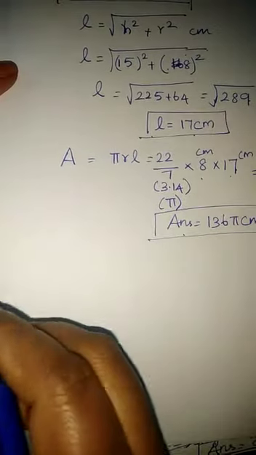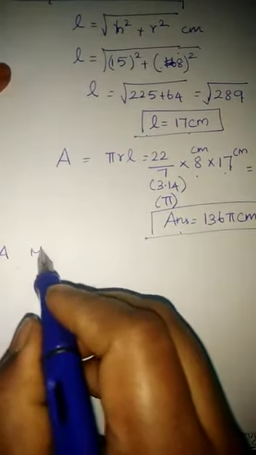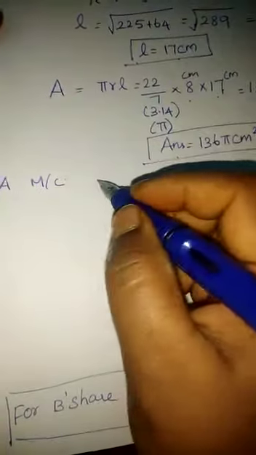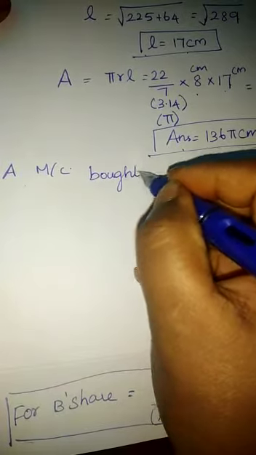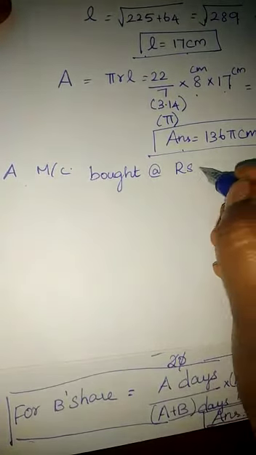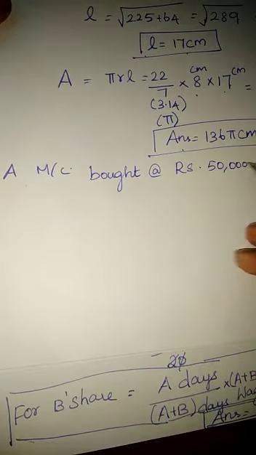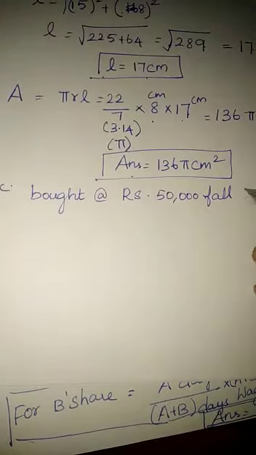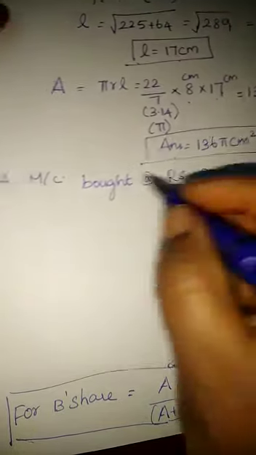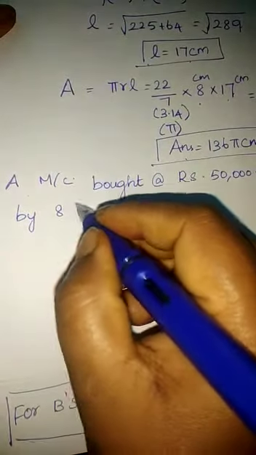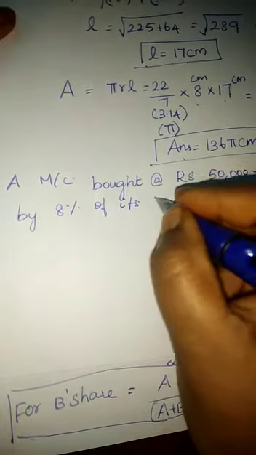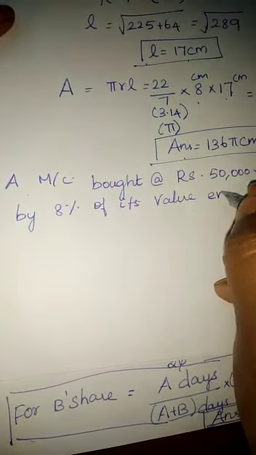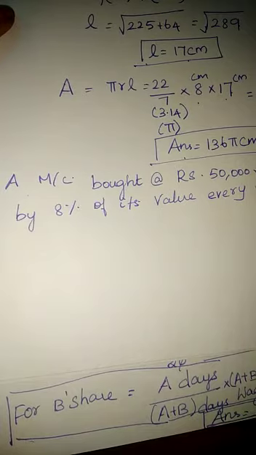The sixth sum. A machine bought at rupees 50,000 falls in its value by 8% of its value every year.